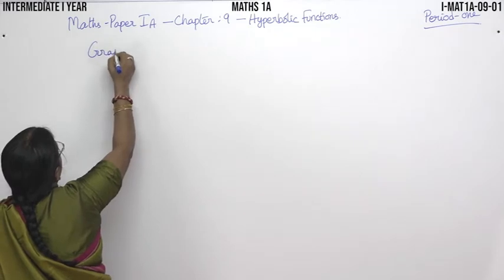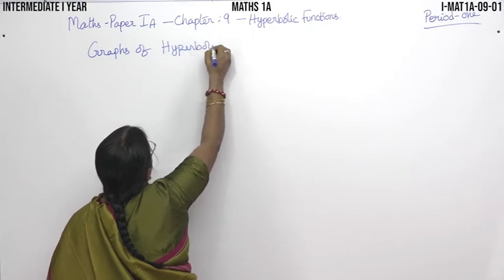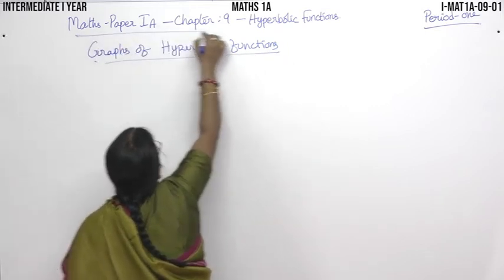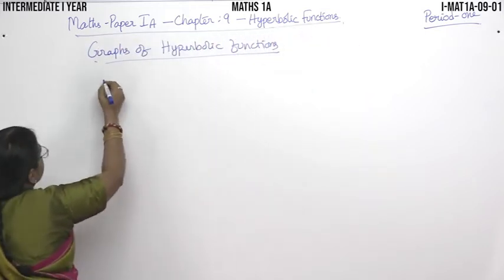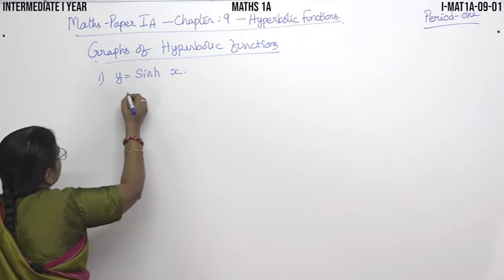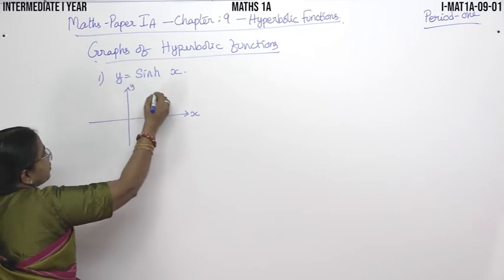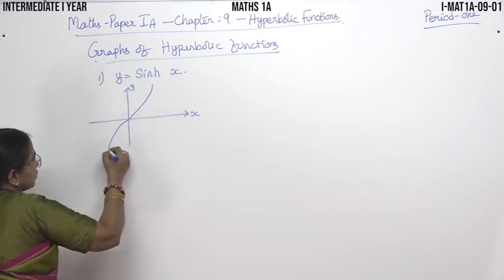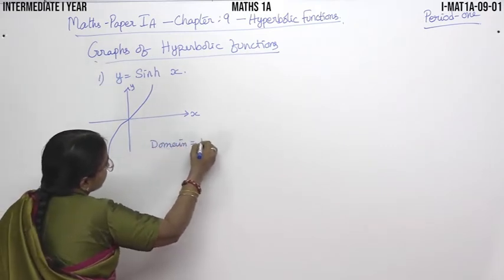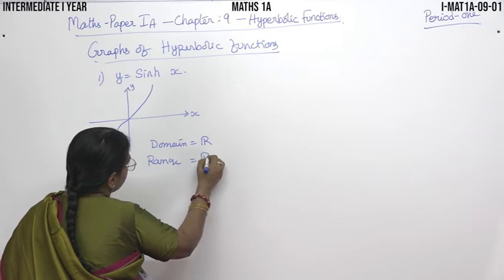So now we'll draw the graphs of the hyperbolic functions. First one is y is equal to sin hx. Your graph will be like this. Just a rough graph, you learn that's all. Only the shape is enough for us. So here the domain is the real number set and the range is also the real number set.